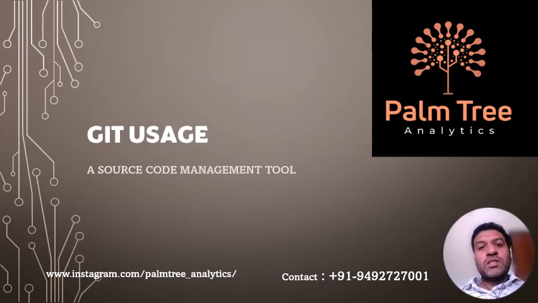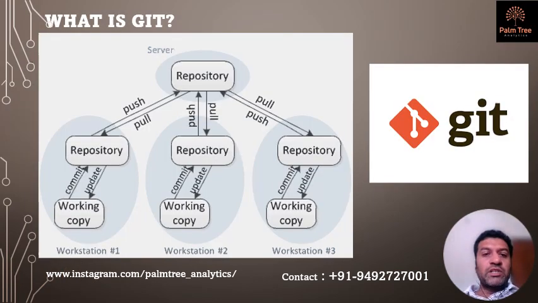Here we are going to discuss Git usage. It's a source code management tool. Git is a version control system that helps you keep track of code changes and collaborate with others on code projects. Git is distributed, meaning that every developer has a local copy of the entire repository and its history.